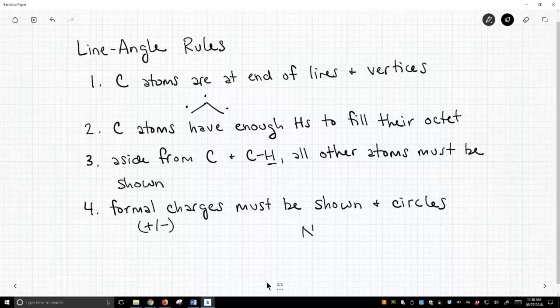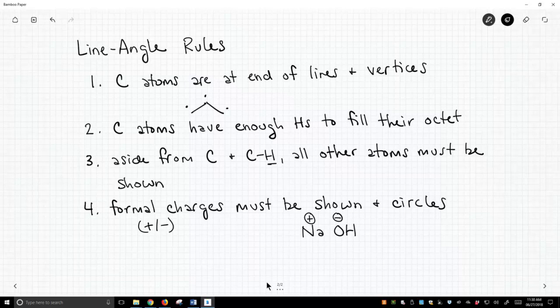For example, many of you have probably seen chemists write sodium hydroxide out. Sodium has a positive charge. You give it a plus and you circle it. Oxygen has a negative charge, you circle that. So this idea of circling charges carries over into line angle structures.